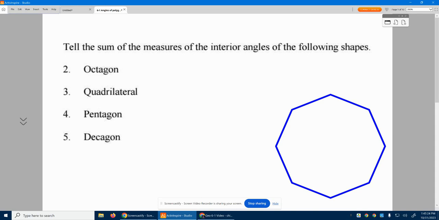All right, let's look at 2, 3, 4, and 5. It says, tell the sum of the measures of the interior angles of the following shapes. So, what do all the angles inside these shapes add up to? Number 2, it says an octagon.